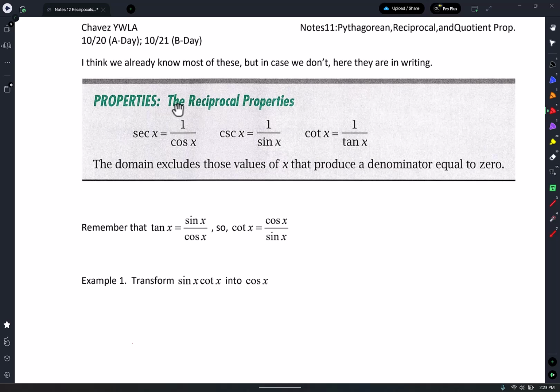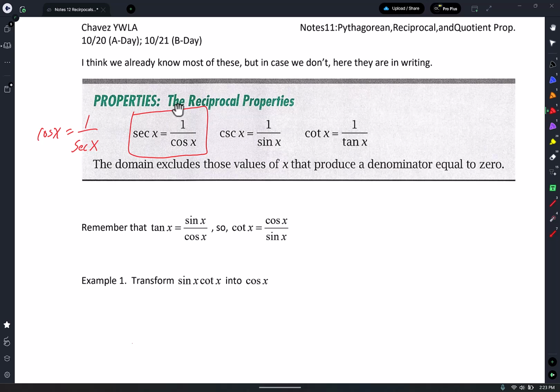All right, here we go. So what we're doing here today, guys, some of this you already know, some of this you don't know. So you already know that secant x is the reciprocal cosine. So that's where we got this rule right here. Now, conversely, from that rule, if secant x is 1 over cosine, then we know that cosine x is 1 over secant x because they're reciprocals of each other. Does that make sense? Okay.